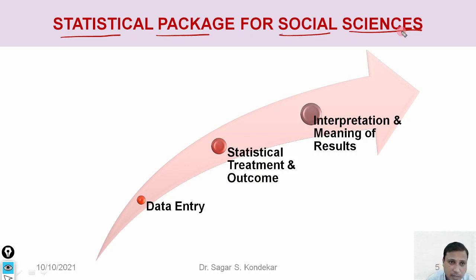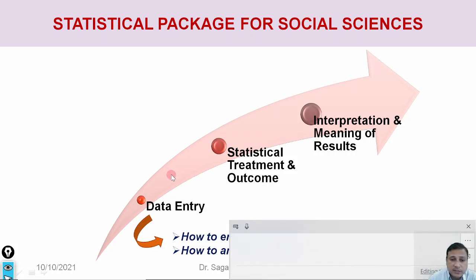SPSS will be handling three things. First, data entry. Next, it will explain how we can give statistical treatment, and it will provide us with some outcomes or results. And the third part is interpretation and meaning of the result, and this is more actually associated with the researcher. Fine.